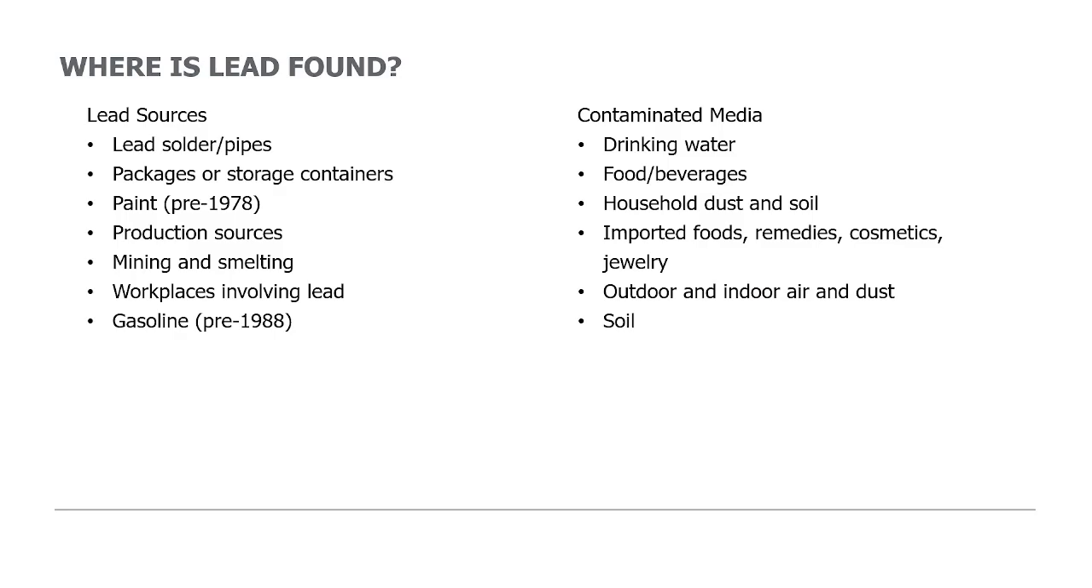So here's a whole bunch of places where lead is found. We've kind of gone over some of it, but here are some more sources. As you can see, lead solder pipes. You can find it in paint pre-1978, mining and smelting, and it was found in gas pre-1988. And things that it can contaminate: it can contaminate drinking water, food, and it can be in the dust and soil.